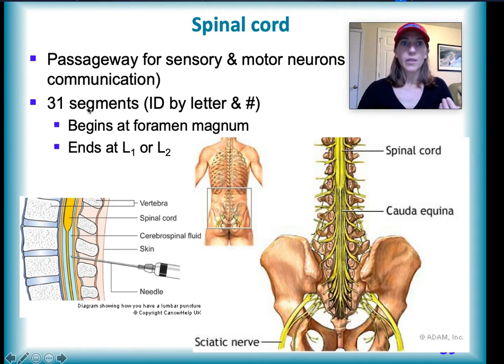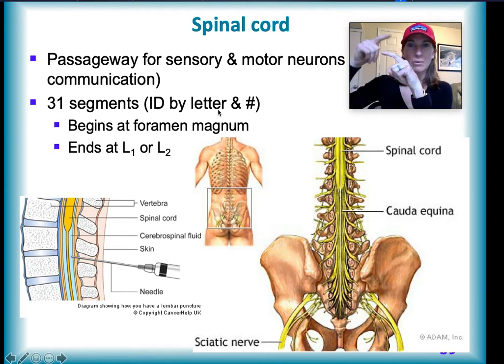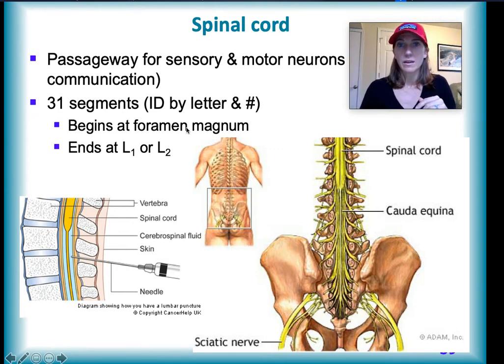The organization: we define the different segments based on the number of the vertebrae as well as the letter. So C1, C2, C3, just as we saw with the vertebrae, those terms are going to correspond with the spinal cord, except you're going to have one extra coming up the top of C1. But it's going to begin right at the foramen magnum, right? And then going down to about L1 or L2. That surprises a lot of people, the fact that our spinal cord ends not too much below our rib cage, right? You've seen this picture before.